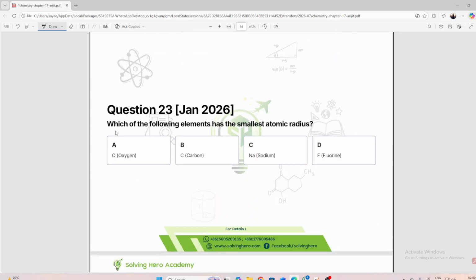The next question: which of the following elements has the smallest atomic radius? That means which is the smallest. This oxygen lies in period 2, this is also in period 2, this is in period 3, and this is in period 2. So you have to find out the smallest one.